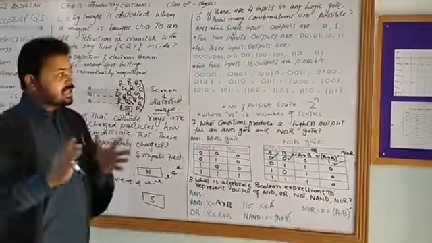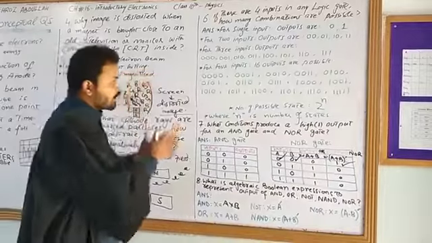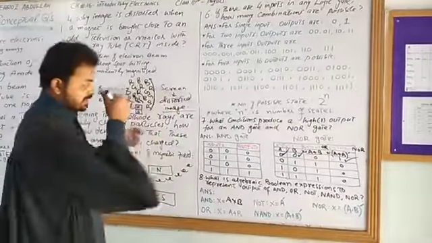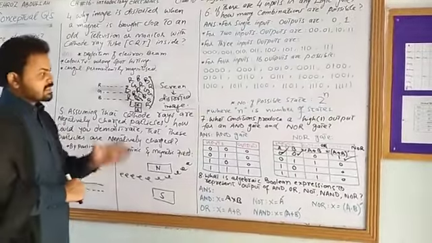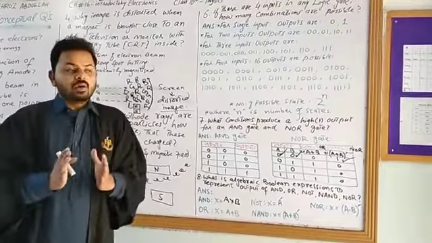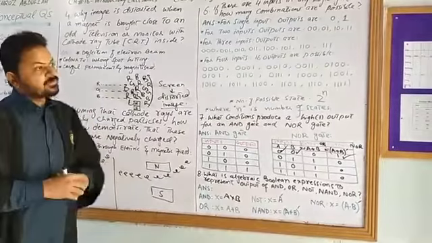This is the 16th output, right? So we can say that if there are 4 inputs, there will be 16 outputs, as it's very clearly shown over here. Now coming towards question number 7. What does it say? What conditions produce high or 1 output for an AND gate and a NOR gate?